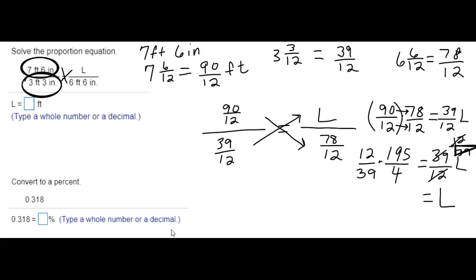And then if I'm simplifying the left side without a calculator, I just multiply straight across and then reduce. Or if I'm using my calculator, I can put this entire fraction, 12 divided by 39 times 195 divided by 4 using parentheses. And I push enter, and it ends up being a nice, neat number, 15.